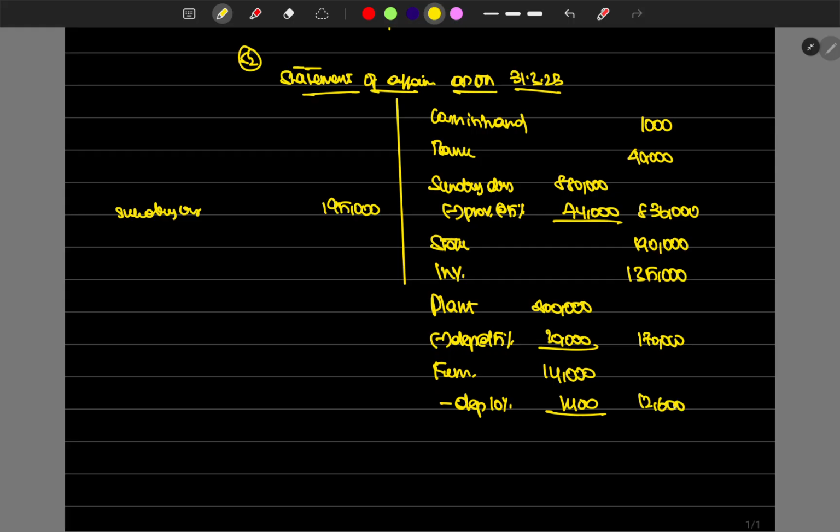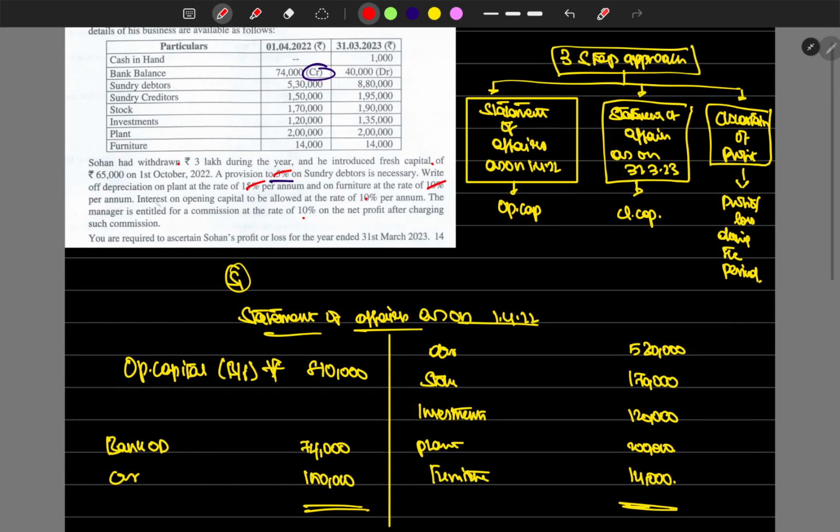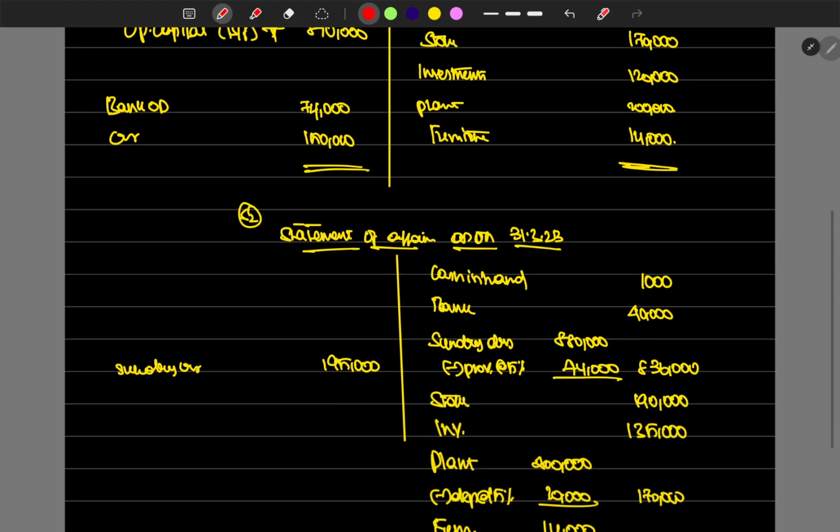Which is 12,600. Okay, any other? Over this one, over provision. Then the balance is with drawings, and then fresh capital, additional capital, and the interest on opening capital. These things are all used for our profit, while we are computing the ascertainment of profit, and then manager's commission is also provided here.